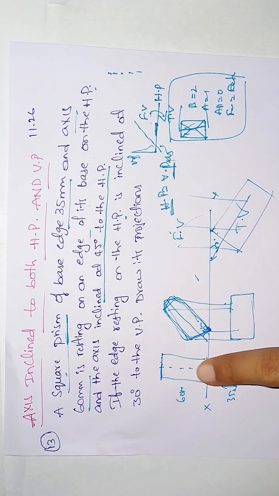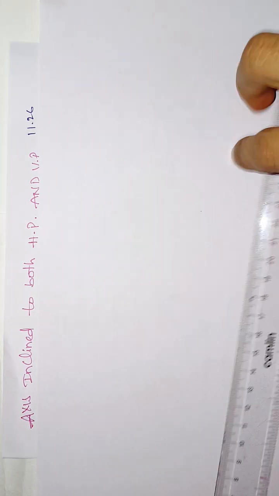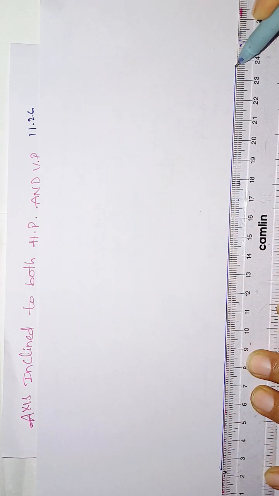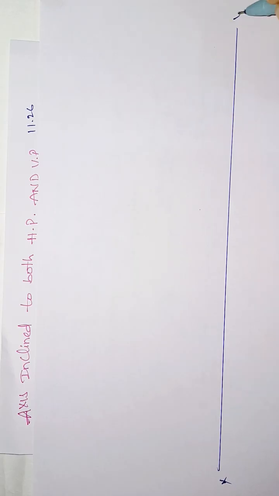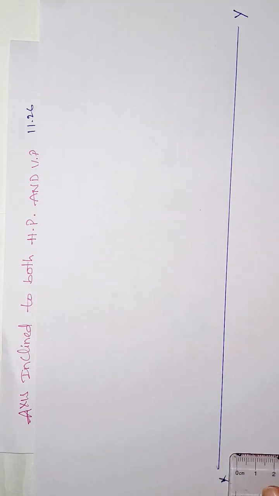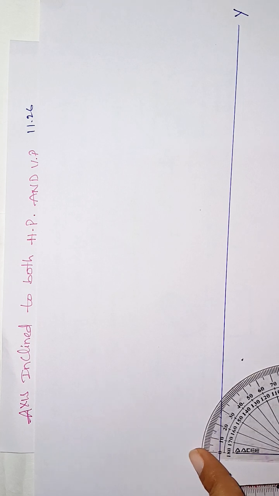First you have to draw a reference line, that is X and Y. Here a square base of 35 mm is mentioned. In the previous problem we already did how to draw a 35 mm square. For any base, next you have to mark a 90 degree line, then it is easy to draw an exact square.